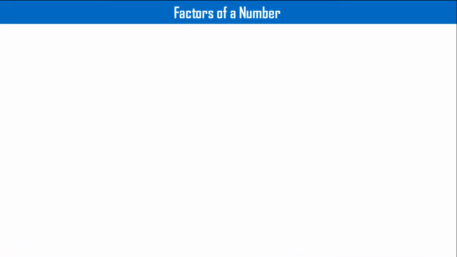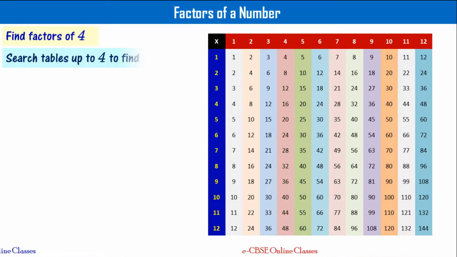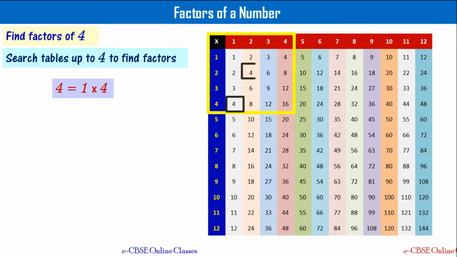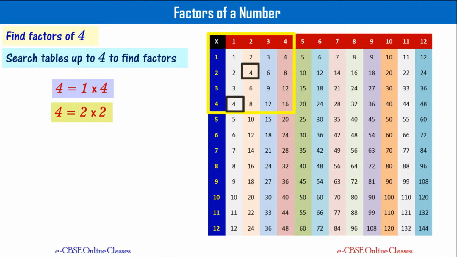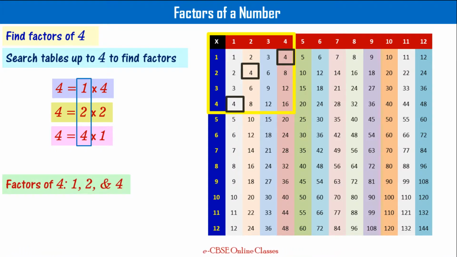Let's go back to the factors problem again. Let's find factors of 4 using the multiplication table chart we have given just now. To do that, let's set the tables up to number 4. I have marked the tables up to number 4 using yellow color square, right? As you see here, 4 appears in the table of 1, and 4 is appearing in the table of 2, and 4 is appearing in the table of 4, right? It means that factors of 4 are 1, 2, and 4.